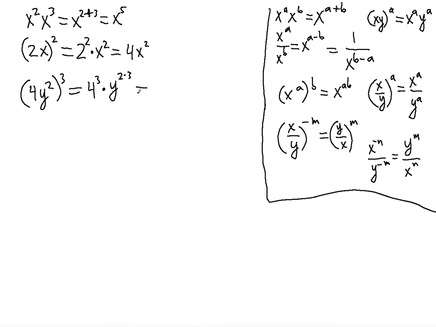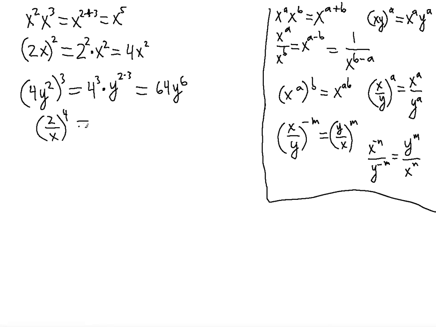As a result, 4 to the power of 3 is 64, and then y, and 2 times 3 is 6. So the result is 64y to the 6. That's the result. Let's try an interesting example: 2 over x taken to the power of 4.